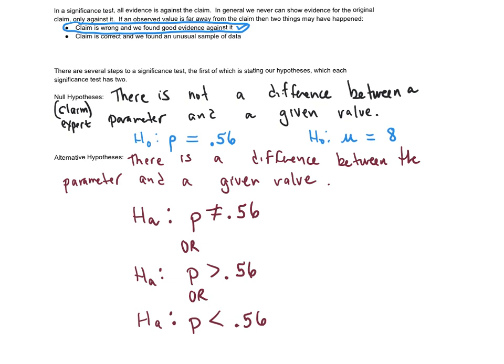Same thing for the mean. If someone is saying that the average rate is $8 an hour, maybe I say, no, you're just not right. It's not $8 an hour. Or I could say, all right, well, it's more than $8 an hour. Or I could say it's less than $8 an hour. And the way you'll do these in problems is you will basically look at what the claim is saying. Is there evidence to show that the mean salary is less than 8 or bigger than 8 or not 8?